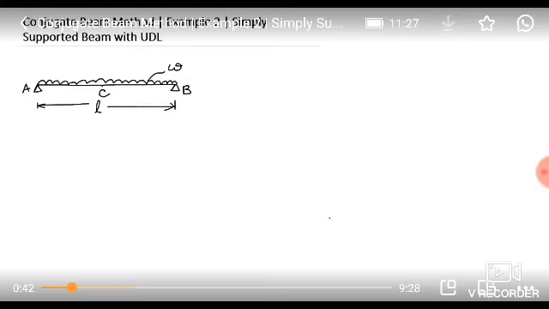In the previous problem, we have seen the determination of slope and deflection for a real beam by the method of conjugate beam. It was a simply supported beam with a single point load. So now let's move on towards the simply supported beam with the UDL distributed over its full length. So here goes the problem.